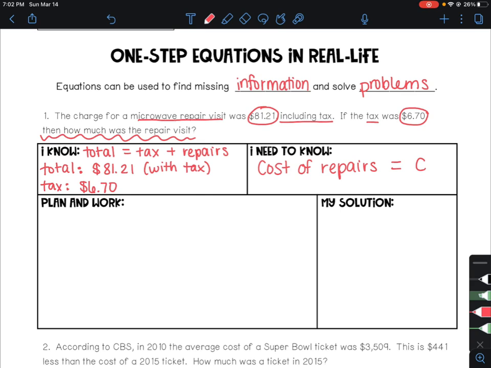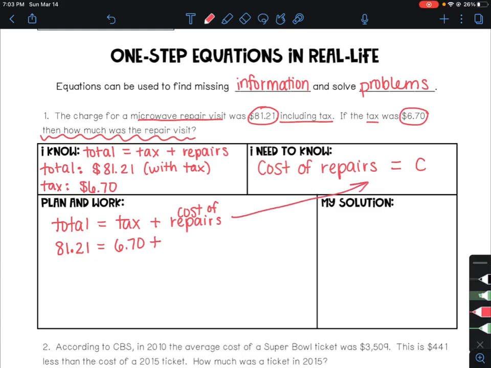So we have a total, which equals the tax plus the cost of the repairs. Let's see if we can fill in any numbers. The total with the tax is $81.21. The tax itself was $6.70, and we don't know the cost of repairs. That's why we called it C. So now this looks like an equation.